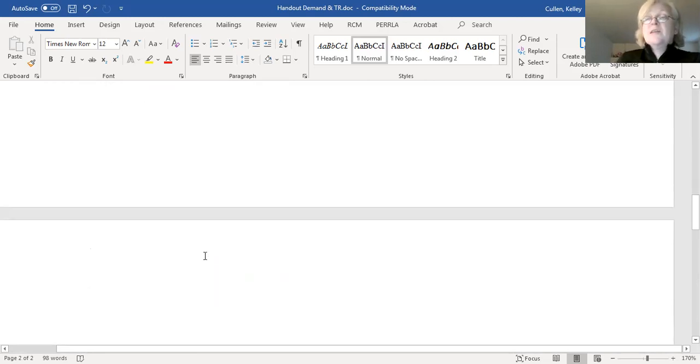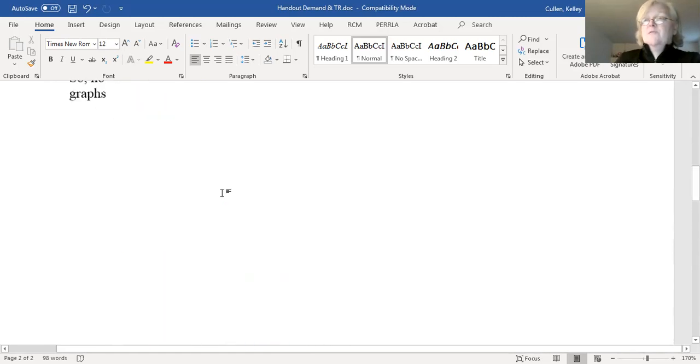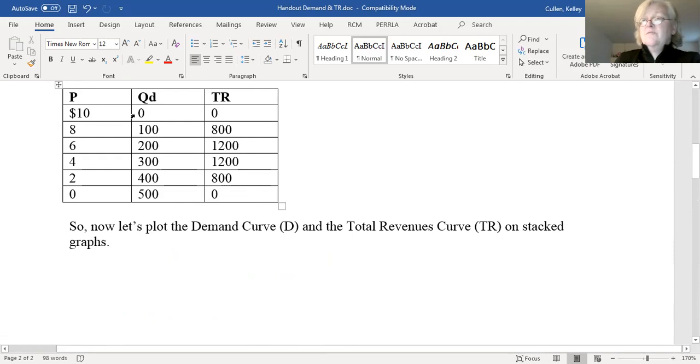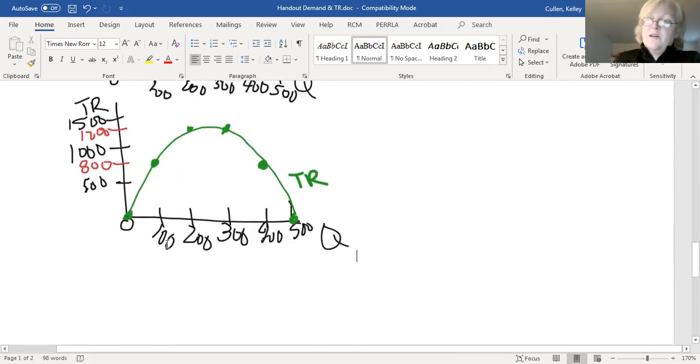So when I'm plotting the total revenue, I'm plotting quantity is 0, total revenue is 0. Look, quantity 0, total revenue 0. Quantity 100, total revenue 800. So I go over here, 100, go up to 800, and that's the second green dot. Notice that. When you do that, you notice that 200 and 300 both have the same top here at 1,200.